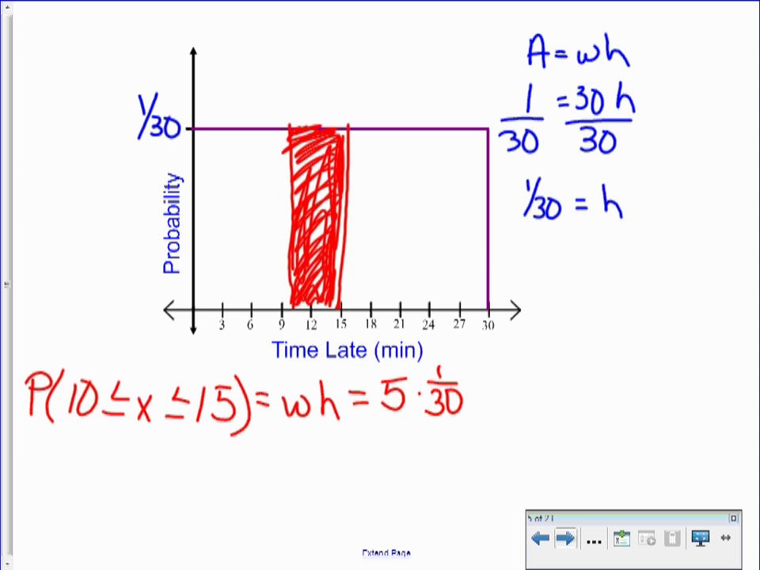30. You might remember from practice multiplication days that really this is 5 over 1 times 1 over 30. Multiply straight across. So what does that simplify to? 1 out of 6. So there's a 1 out of 6 chance that our friend is between 10 and 15 minutes late, which is roughly 17%.